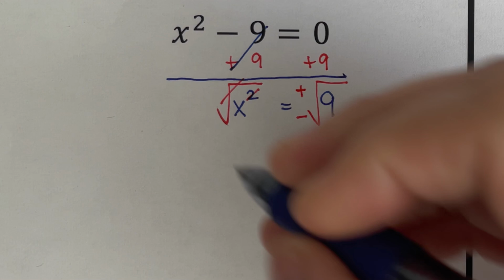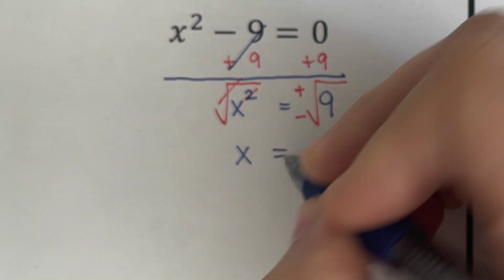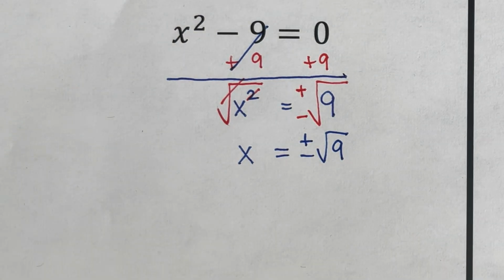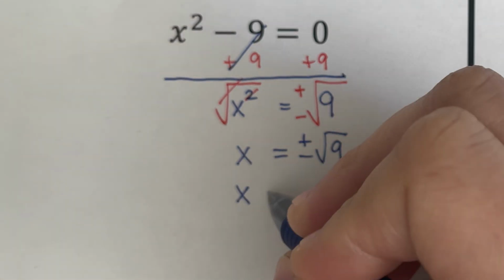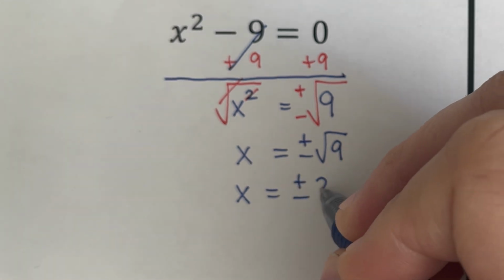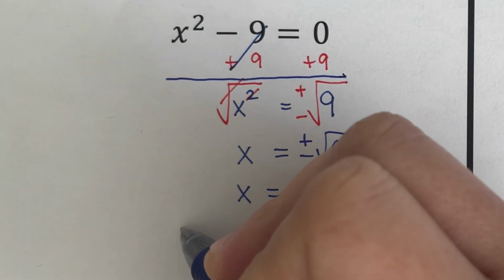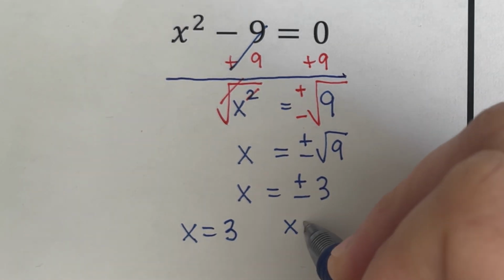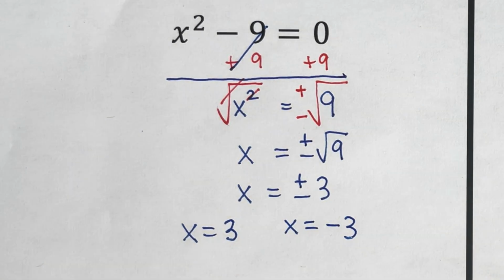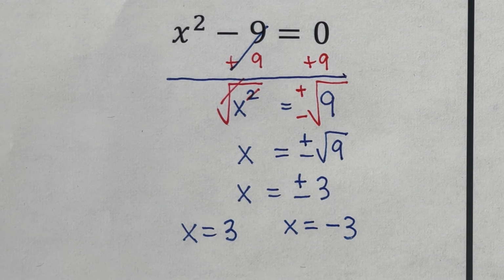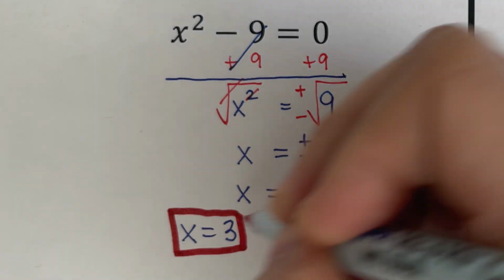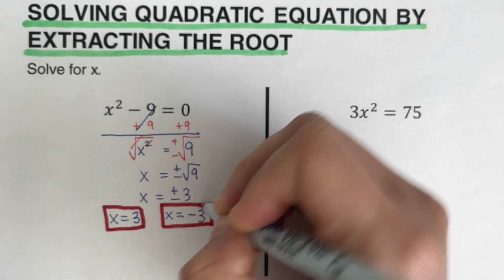So then we are left with x is equal to plus minus square root of 9. Square root of 9 is 3. So then we can go ahead and say that our x is actually plus minus 3. So the two x's here would be x is equal to positive 3, and then the other x is negative 3. So these are the solutions to this equation that we have up there.